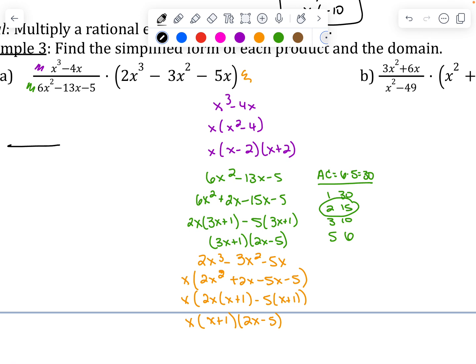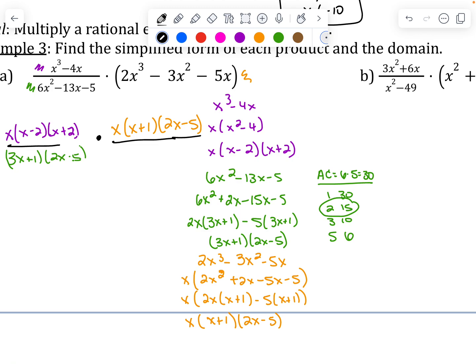Now I've got everything factored down. I'm just going to rewrite this. I have x minus 2, x plus 2. On the green, I have 3x plus 1, 2x minus 5. Then my orange is x plus 1, 2x minus 5.